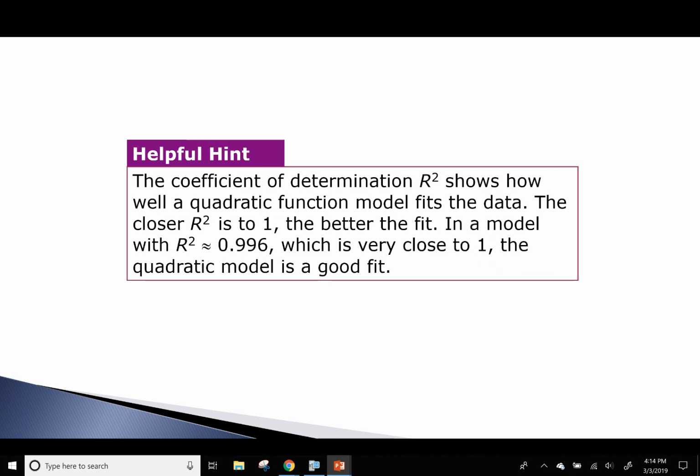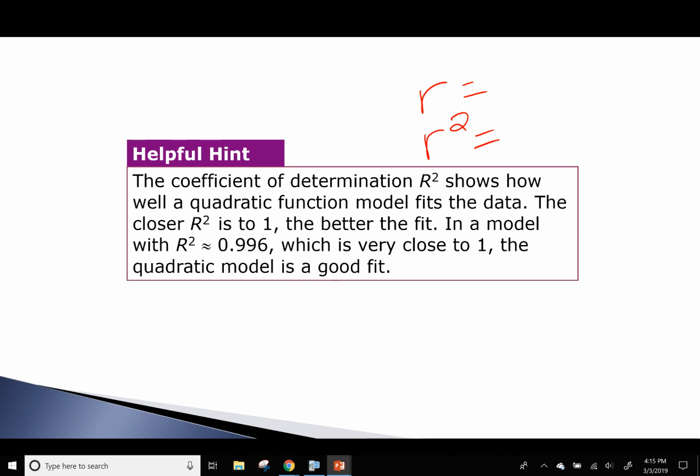Now, we kind of ignored it, but in the calculator, we got two values of R. We had regular R, which is known as our correlation coefficient, which we already talked about in the last video. If you forgot what that is, go check that out. But we didn't talk about what R squared was.